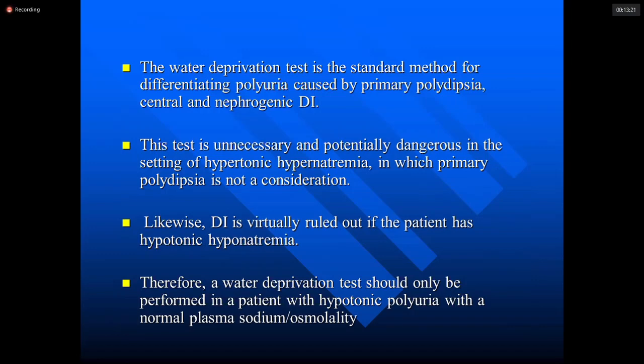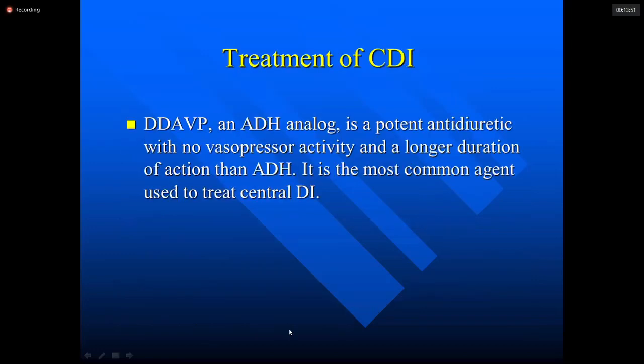لما يكون المريض عنده كمان hypotonic hyponatremia يعني البلازما diluted بشكل واضح زي ما هو اليورين is diluted، معناته الأمور عادي ماشية بشكل متوقع، غير لما يكون diluted urine زي ما حكينا والبلازما تكون concentrated. فبالتالي ال water deprivation test should only be performed in a patient with hypotonic polyuria with normal plasma sodium osmolality.